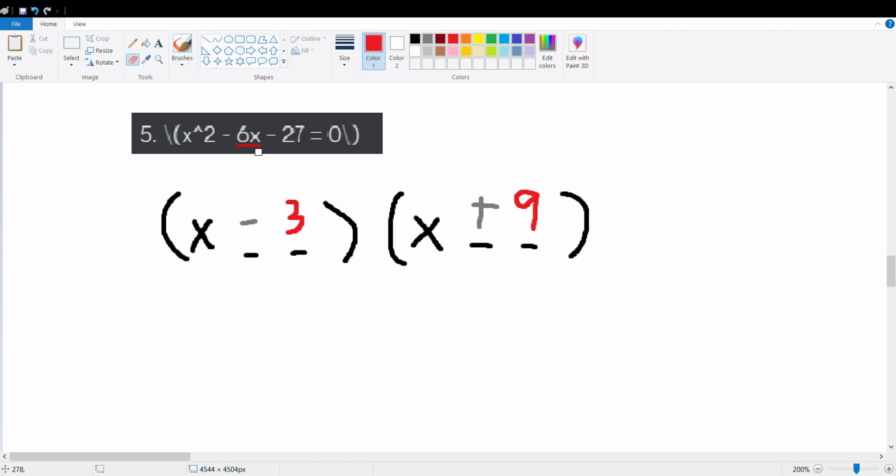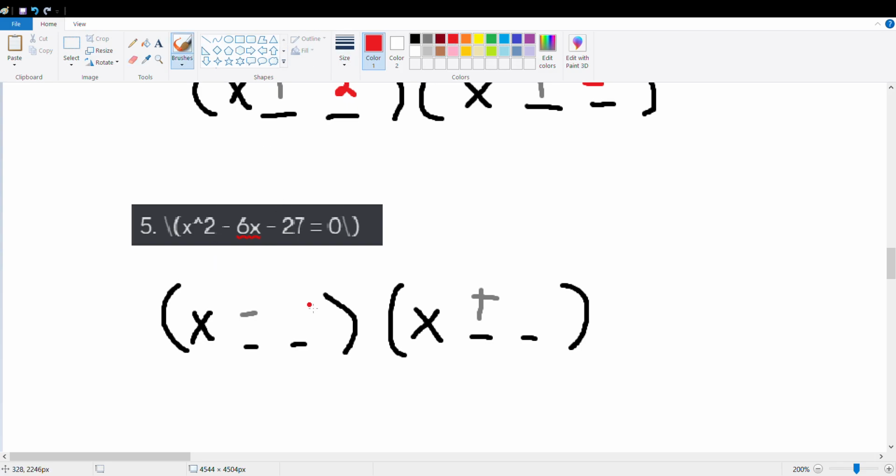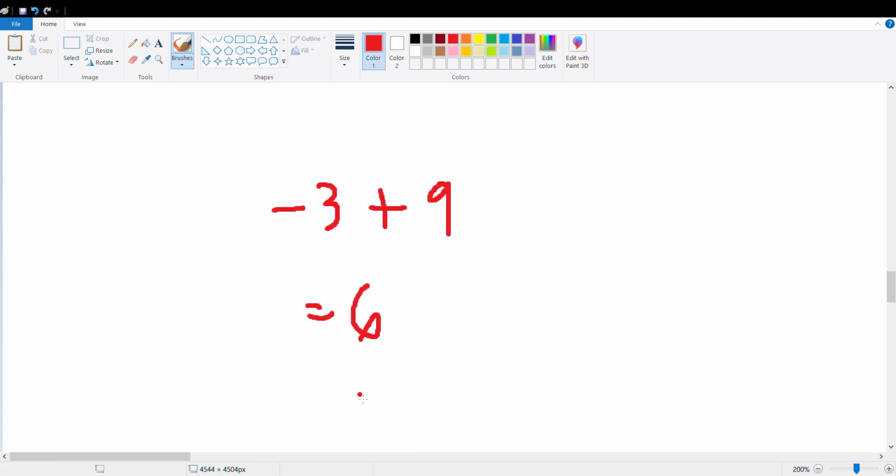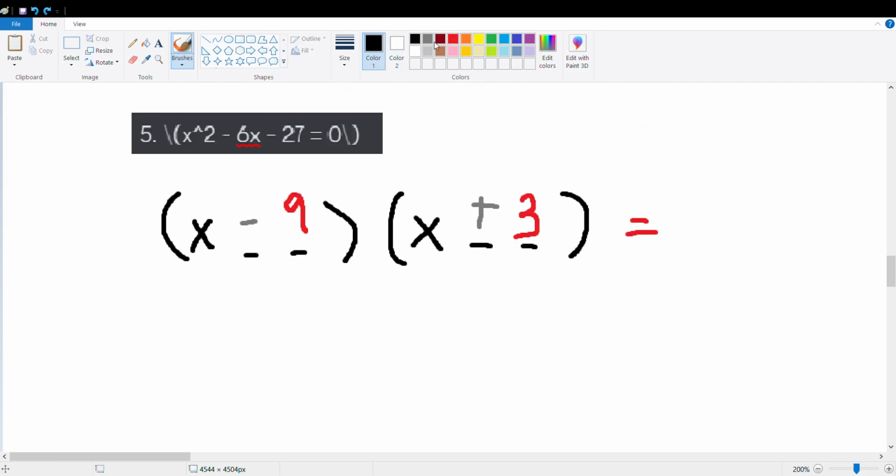Okay, wait. So you have to be careful of putting these. I have made a mistake. So you have to put 9 first, then 3, because negative 9 plus 3 is negative 6, and negative 9 times positive 3 is negative 27. If I were to write it as negative 3 plus 9, then it would actually be 6. So you should also know that. So the answer for this would be x equals 9, x equals negative 3.